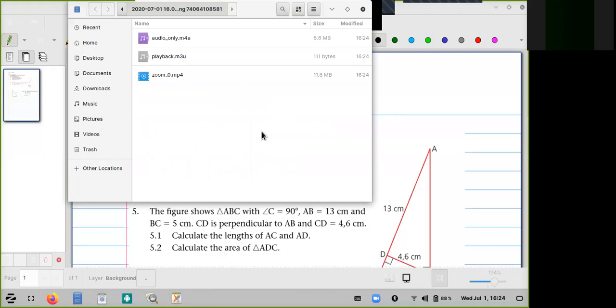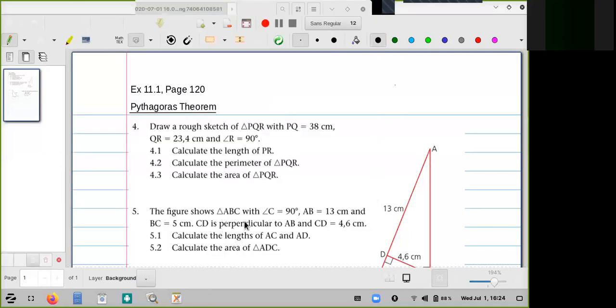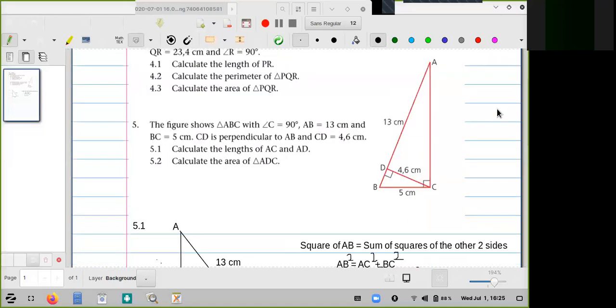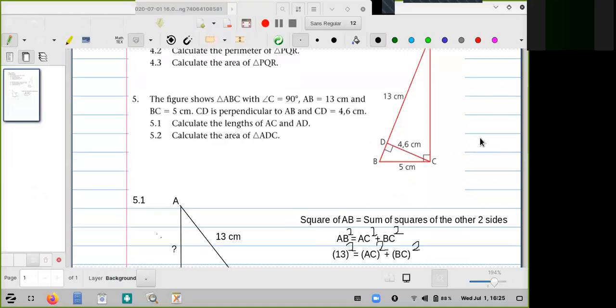Now, we have an example here. That's question number 5 that we are going to deal with. So I'm going to define Pythagoras theorem, and we are going to make use of this idea to find the length of the side. Looking at number 3, we are having about 3 diagrams in one.